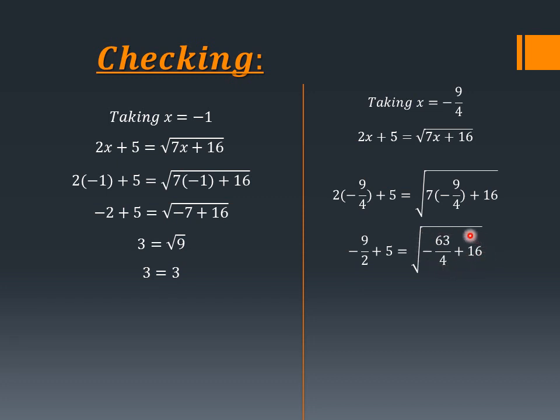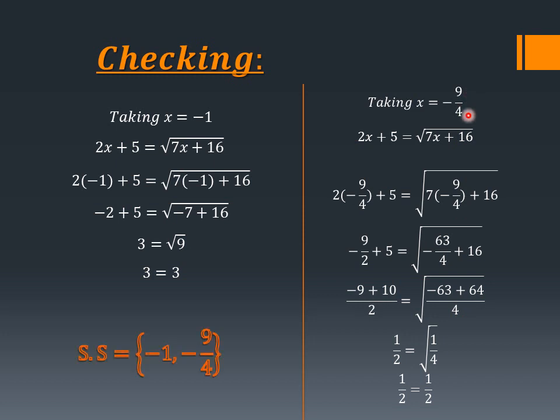Whenever we have a fraction involving plus or minus signs, we have to take the LCM first. So we can put 16 over 1, and taking the LCM of this side, 16 will get multiplied by 4, so the answer would be 64, and minus 63 will remain the same. Adding or subtracting these terms, 64 minus 63 will be 1, so that will become 1 by 4. Taking the root of 1 is 1 and taking the root of 4 is 2. Again we have the two sides equal to each other, which means the answer minus 9 by 4 was also correct. So we will write both these answers in the form of a solution set, minus 1 comma minus 9 by 4.